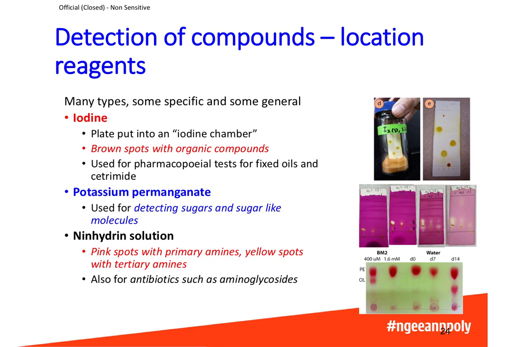Another location reagent that we can use is potassium permanganate. Potassium permanganate, as you know, is an oxidizing agent, so it can be used to detect reducing agents. For example, reducing sugars or other types of reducing agents. One more location reagent is ninhydrin solution. When ninhydrin solution is sprayed onto the TLC plate, the primary amines will form pink spots and tertiary amines can be seen as yellow spots. Ninhydrin solution can also visualize some antibiotics such as aminoglycosides.